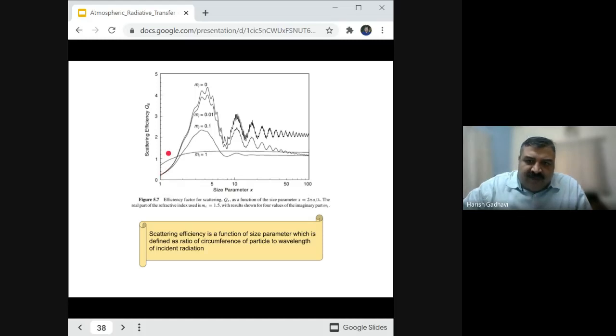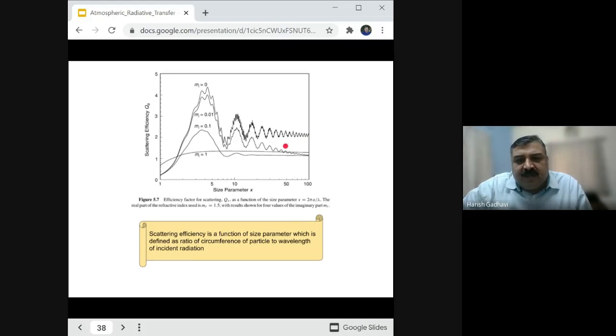The point I want to make is this. If you have a very, very large particle with respect to your wavelength, so your lambda is small and particle size is very large, the x is very large. The extinction efficiency tends to go to a number, and that number is 2. Why 2? That is another question. If you have studied diffraction, you will know the answer why it is 2.